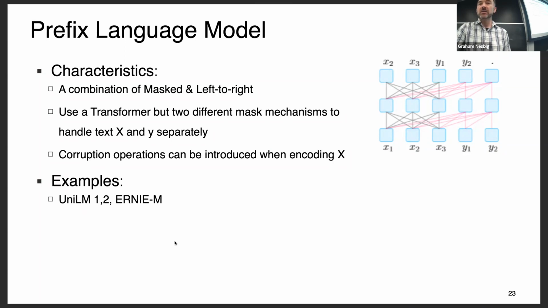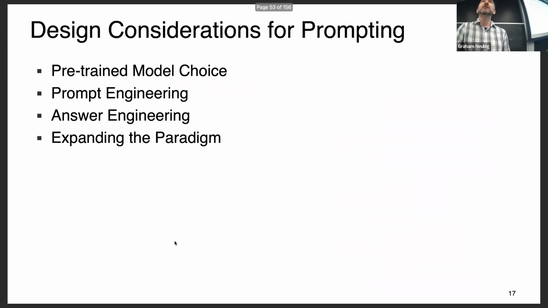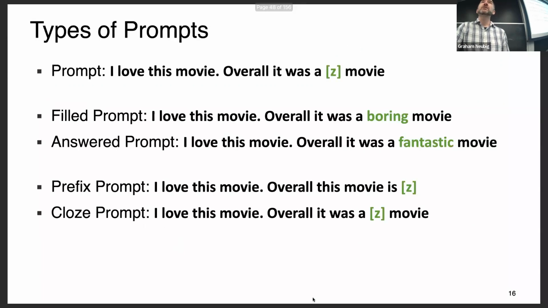I had a question in Zoom, which is, what is the difference between a cloze and a prefix prompt, and why is it important? So just to go back, in the prefix prompt, you are limited to have Z be the final token in your input. And the reason why this is useful is if you have a left to right language model, it's very easy to use it on this prediction task because you just encode up to this part and then you start predicting the next word.